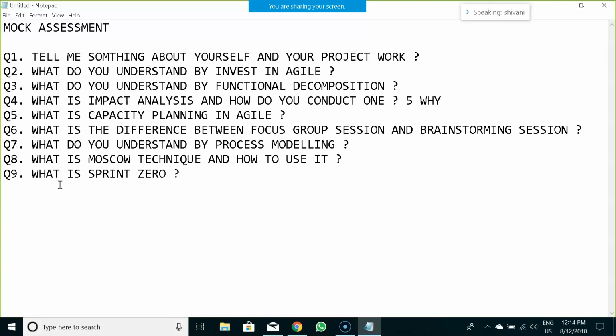For example? For example, if it is a login system, what are the login credentials, the username, and the password? In a login system, these are the basic functionalities which are to be done. So these responsibilities are divided in sprint zero. The minimal requirements which are supposed to be completed to start a particular sprint, that minimal requirement comes in sprint zero.